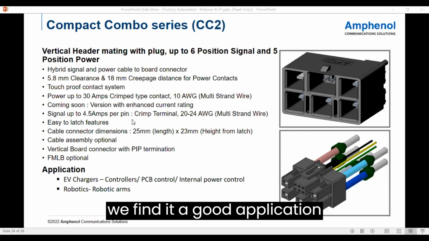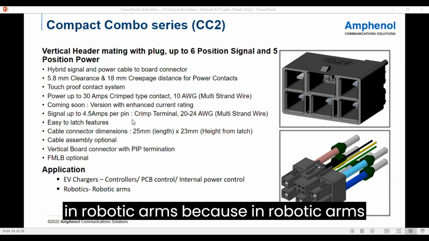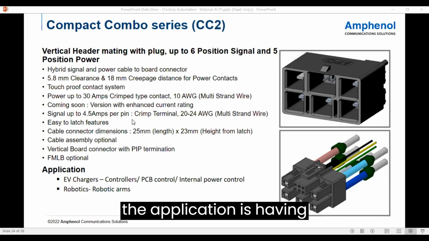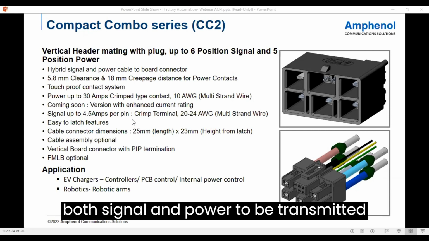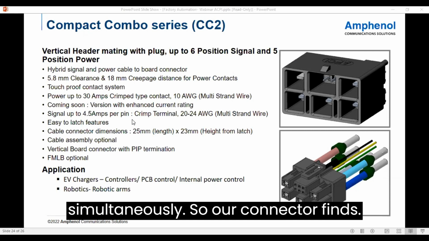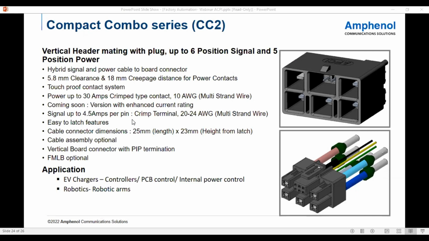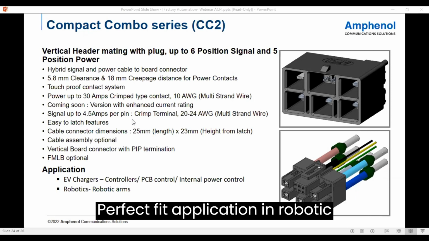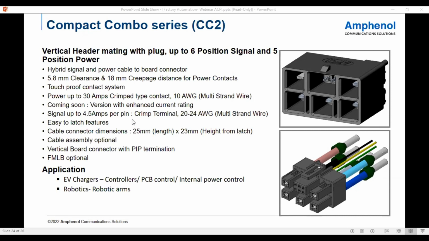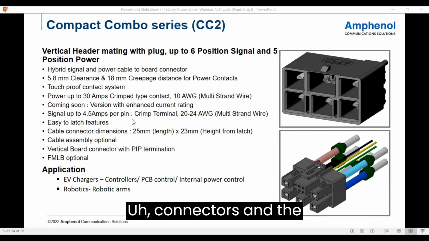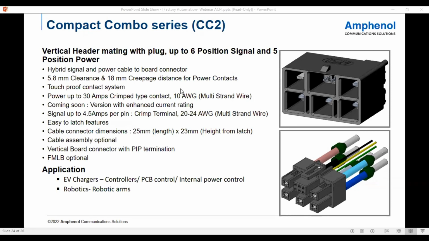So we find good application in robotic arms, because robotic arms need both signal and power to be transmitted simultaneously. So our connector is a perfect fit for robotic arms. So these are regarding the connectors and the application side as well.